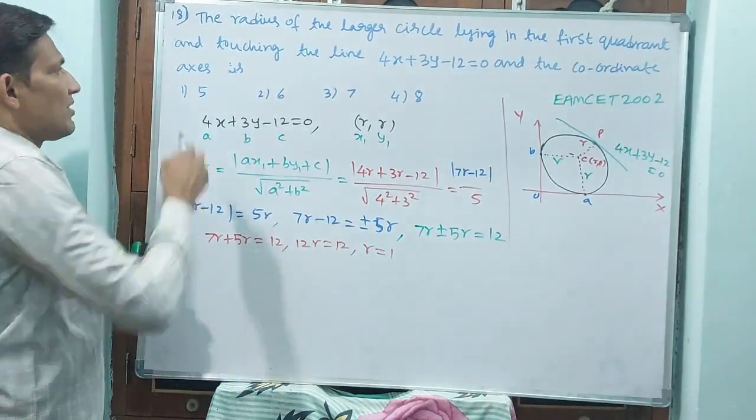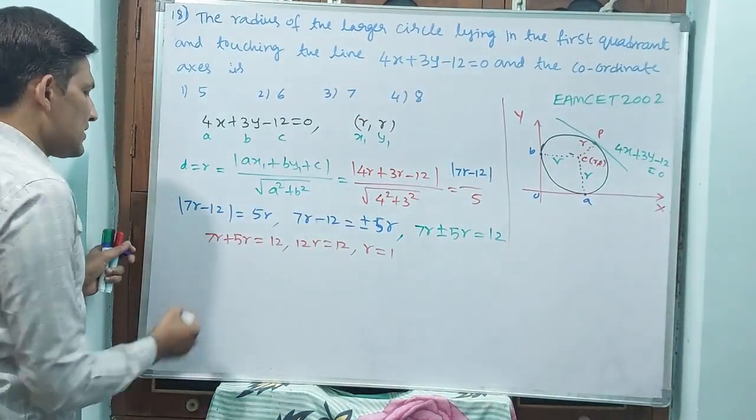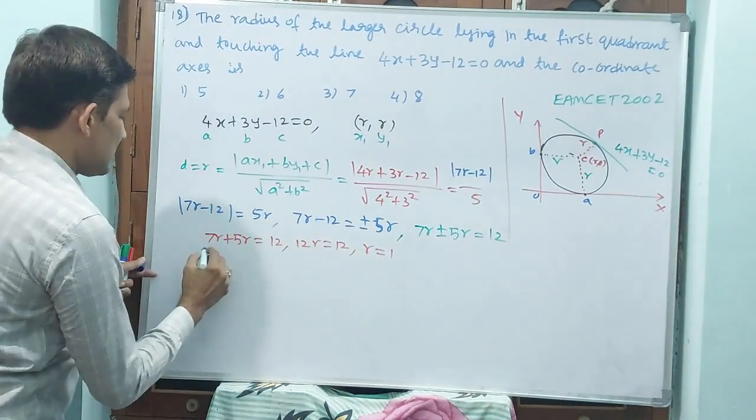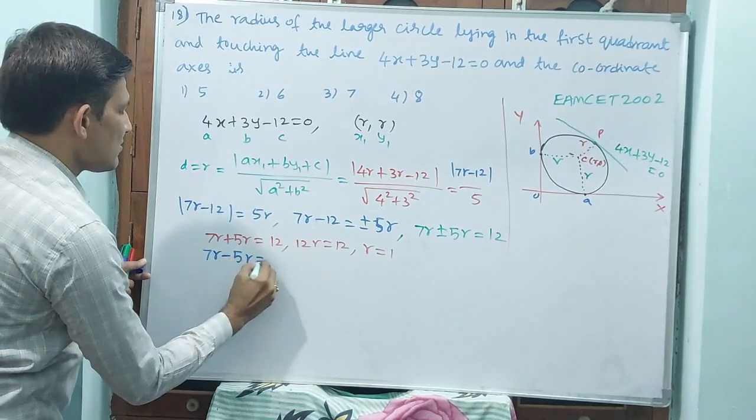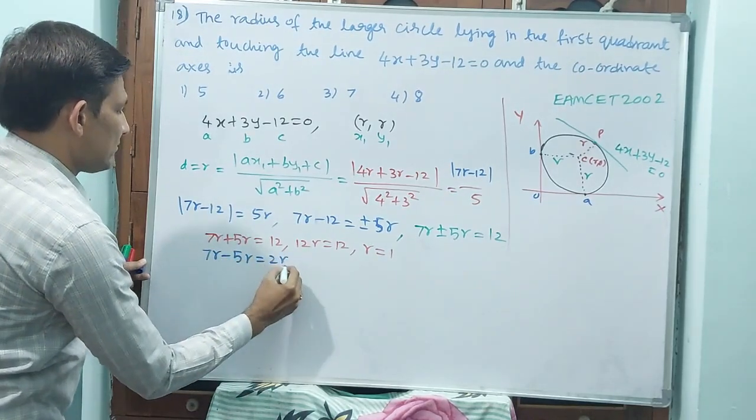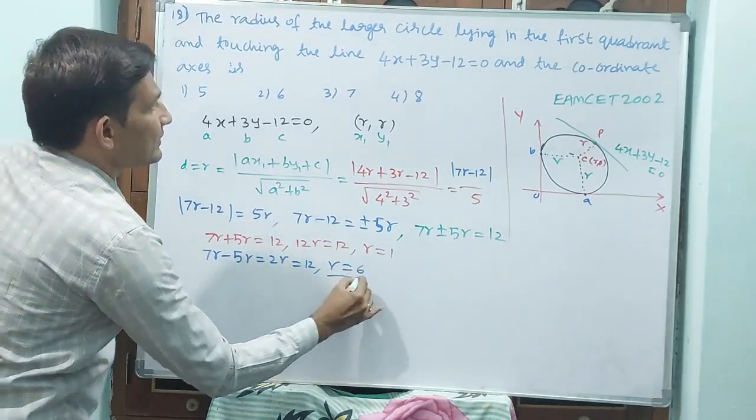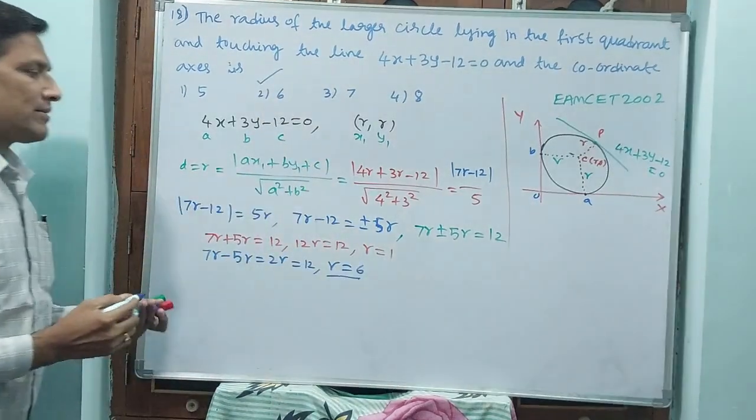Okay, let it be. Actually, 1 is not there in the answer also. That is a different thing. And 7r minus 5r, the second option. 7r minus 5r is equal to 2r, that is equal to 12. r will be 6. You understand?